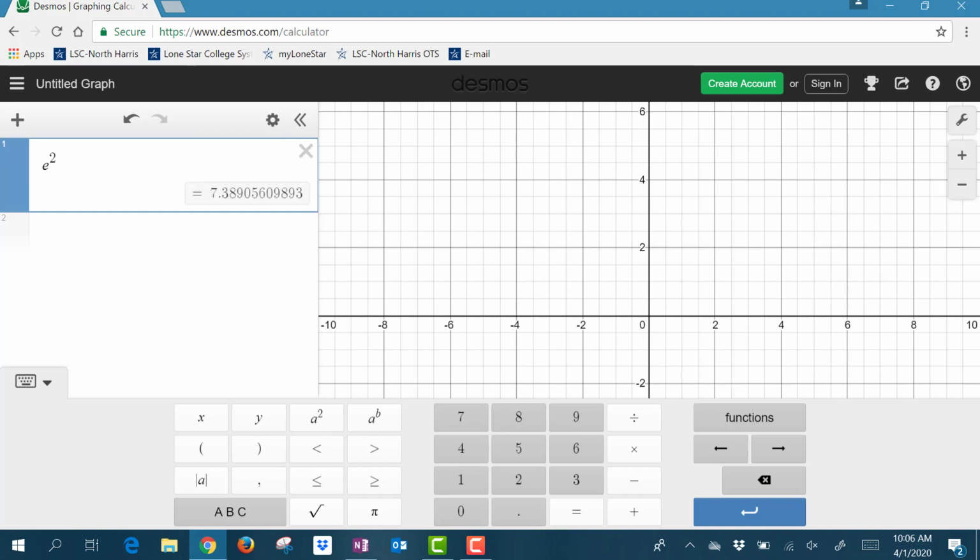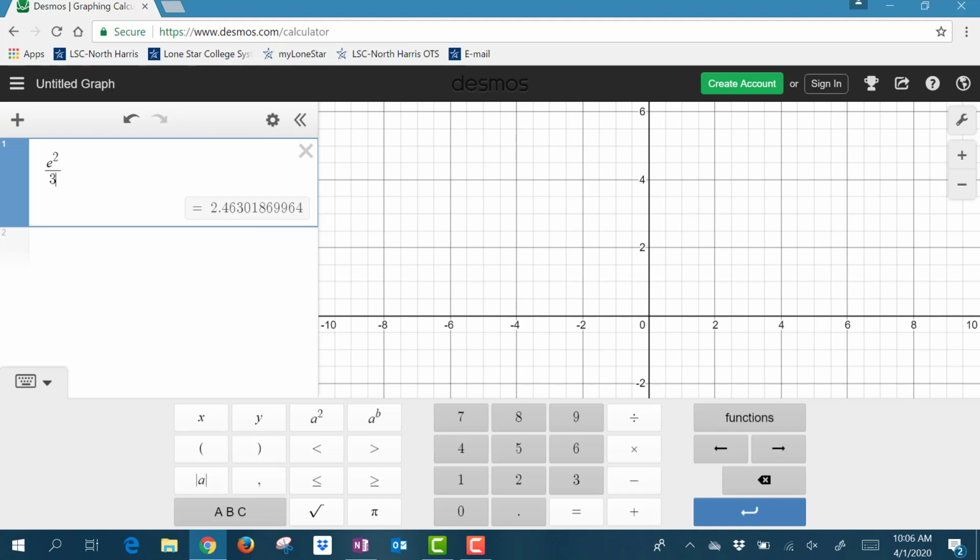E squared is a positive 7.3. So that input turned out to be positive. If I want to divide that by 3, I'm going to come out of the exponent, so I'm going to hit an arrow that comes out of the exponent. I'm going to hit divided by, and then I'm going to hit 3. So I want my answer here to look like my answer on my paper. So our approximation for our final solution is 2.463 approximately.